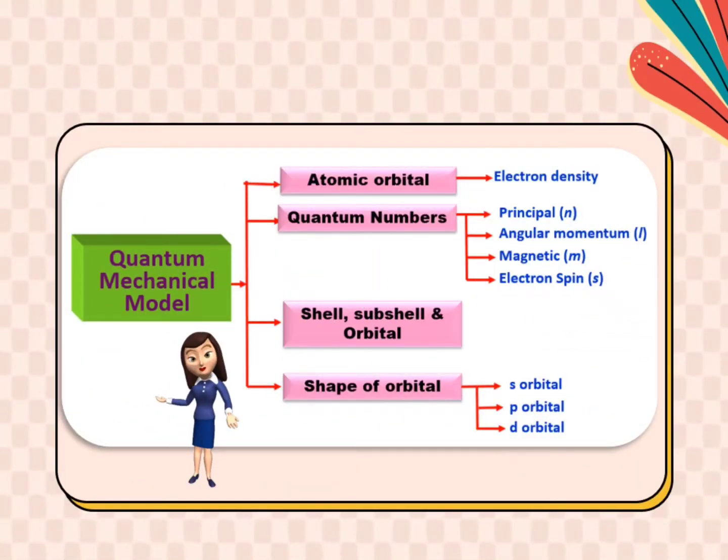Guys, for this subtopic, the quantum mechanical model, we are going to focus on the atomic orbital and quantum numbers, which are principal quantum number, angular momentum quantum number, magnetic quantum number, and electron spin quantum number. Then we are going to look at the shell, subshell and orbital, and you are going to learn about the shape of orbital. So for shape of orbital in your syllabus, we only have 3 types of shape of orbital: S orbital, P orbital and D orbital.